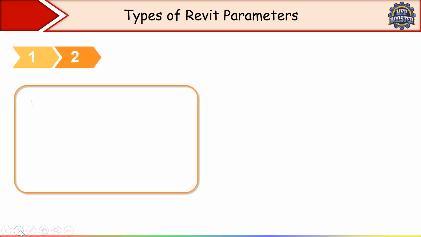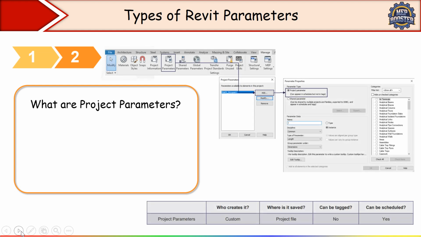Now the second type of Revit parameters is project parameters. So what are project parameters? Project parameters are custom parameters added at project level, which means you can create them manually. For example, suppose you want to store installation contractor name, equipment asset number, room finish code, inspection date. Revit does not give this by default, so you create a project parameter. Simple.